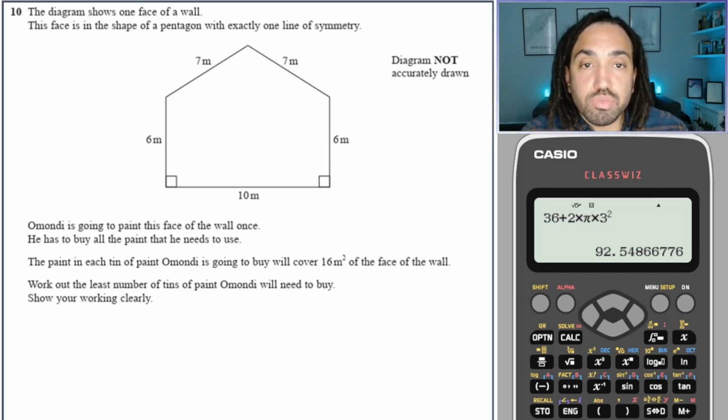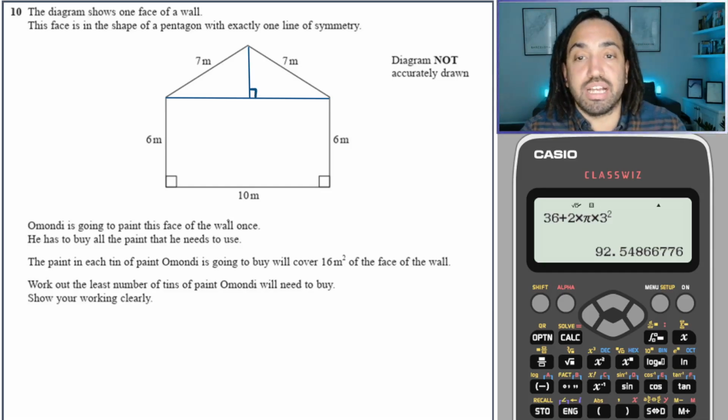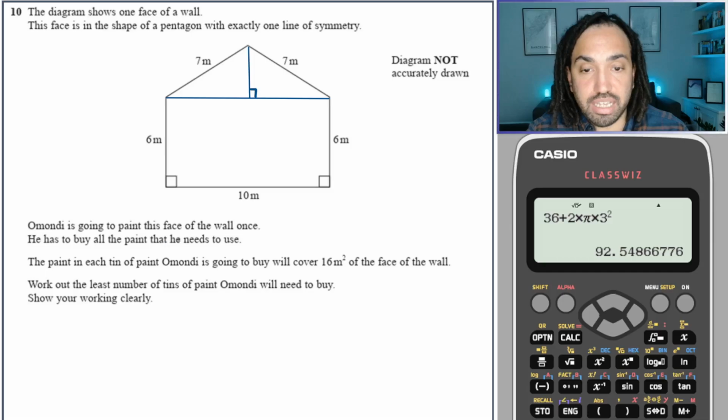Okay, we've got one face of the wall, and it's a pentagon with exactly one line of symmetry. So that's helpful because it means that I can draw a line right down here, and it means I'll get a right angle like that because it has a line of symmetry. He's going to paint this face of the wall once. Risky. I mean, you're going to need 2 coats surely. But anyway, he has to buy all the paint that he needs to use.